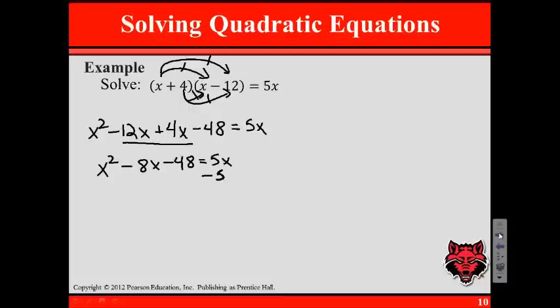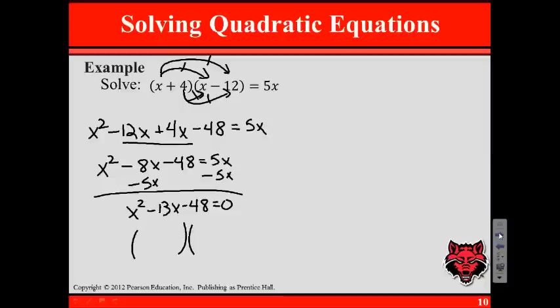Then subtract 5x from both sides of the equation, and we are left with x squared minus 13x minus 48 equals 0. Now that we have moved everything to one side of the equation and set it equal to 0, we want to factor x squared minus 13x minus 48. We see that we don't have a GCF that we can pull out other than 1. The coefficient of x squared is 1, so we know that the left-hand side, if it is factorable, the first terms in each binomial will be x. To find the second terms, we look at the constant at the end and the coefficient of the middle term.